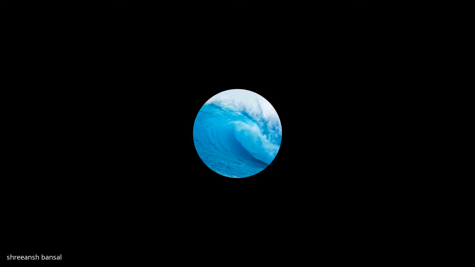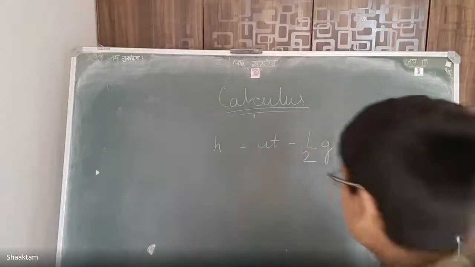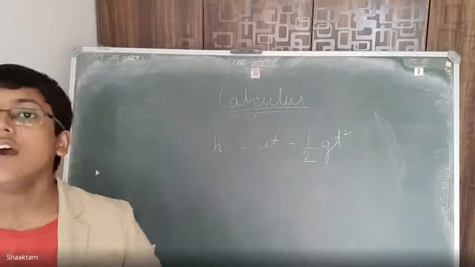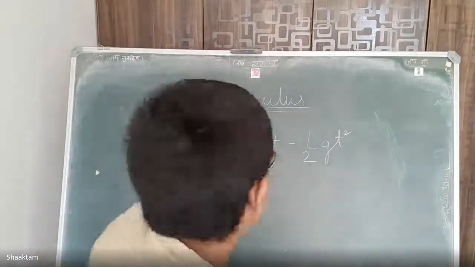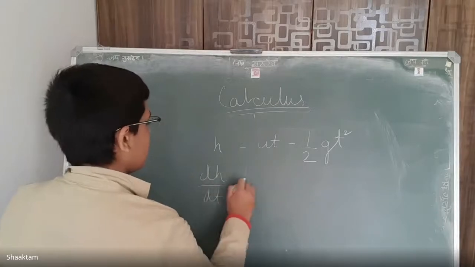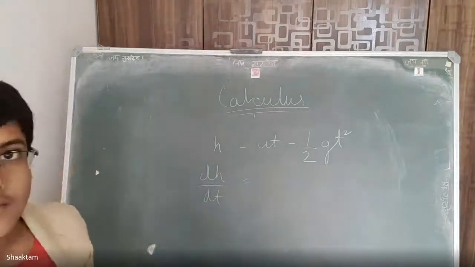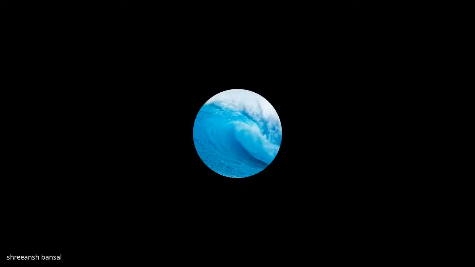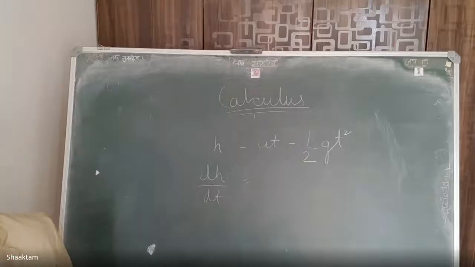Okay, fine. So basically, it's not that much difficult. h is equal to ut minus half gt square. That is the time taken to reach the maximum height. So figure out what is dh by dt. What is dh by dt? You must have got to some point. Can you tell? Yes. What is dh by dt?